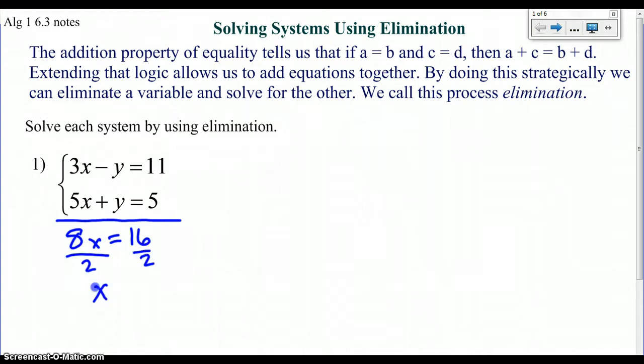We can divide both sides by 2. Excuse me. Let's try that again. We can divide both sides by 8. That's what I get for thinking ahead, and we know that x equals 2.